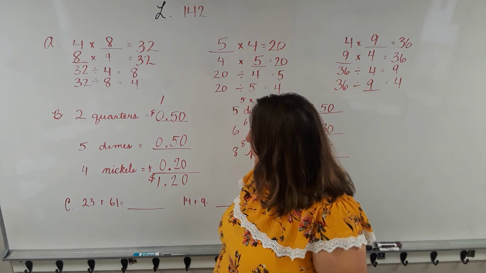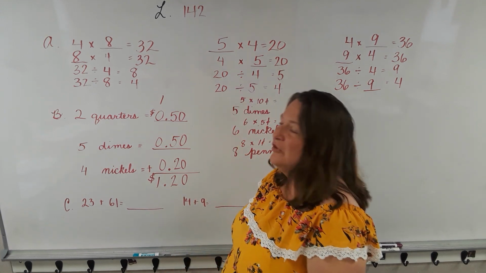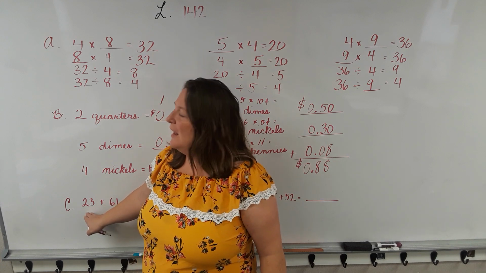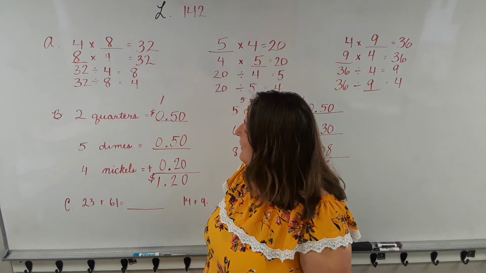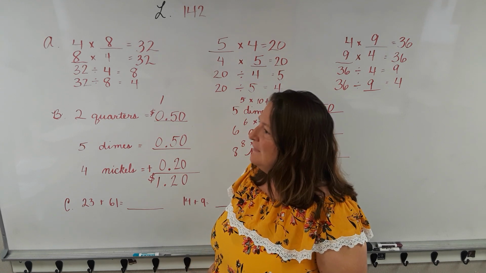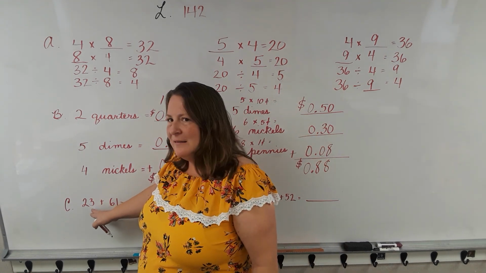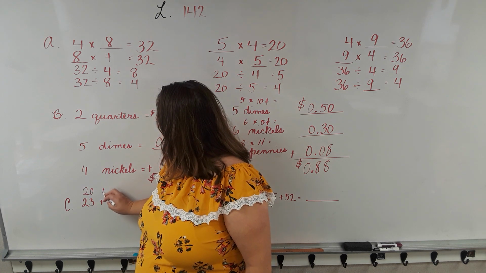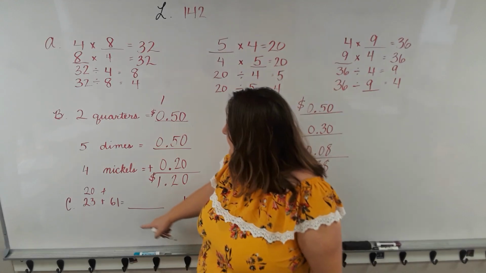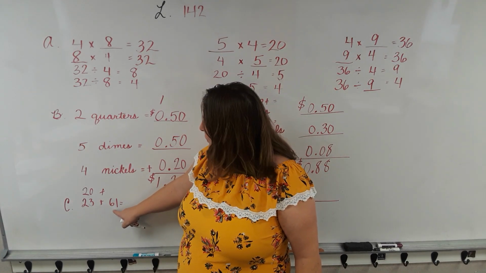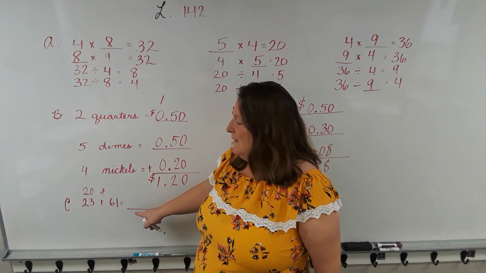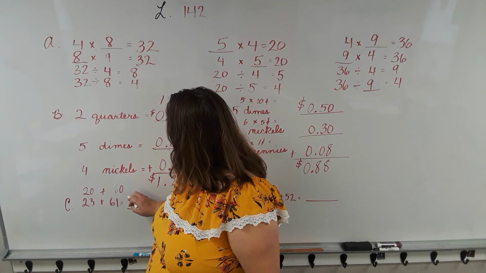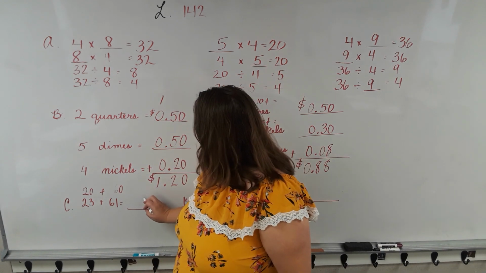Part C, we're going to estimate our answers, which means we're going to round to the nearest 10. 23 is between 20 and 30. What's the halfway point between 20 and 30? 25. 23 is less, so we round to 20. 61 is between 60 and 70. What does it round to? 60. 20 plus 60 equals 80.